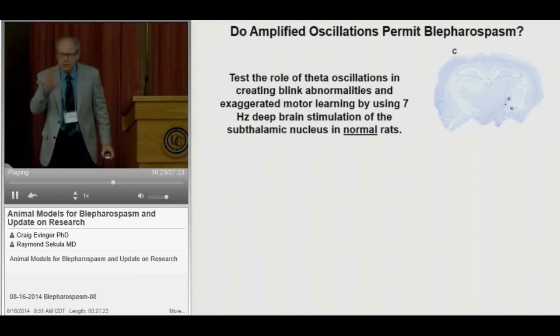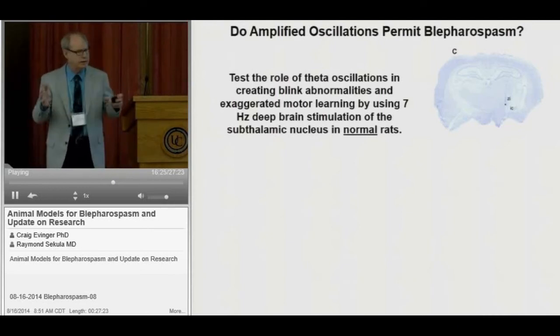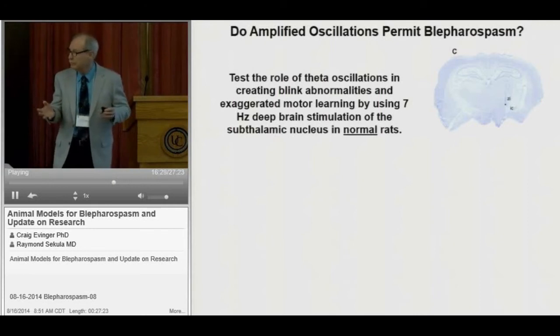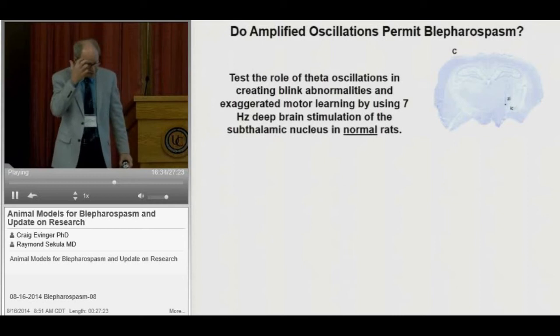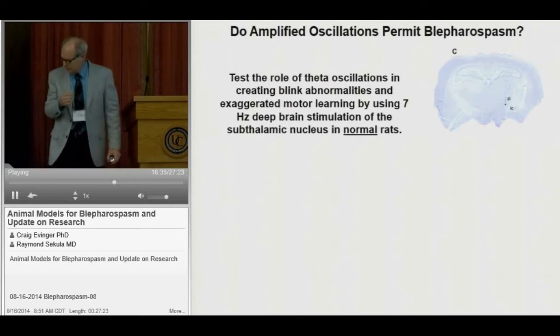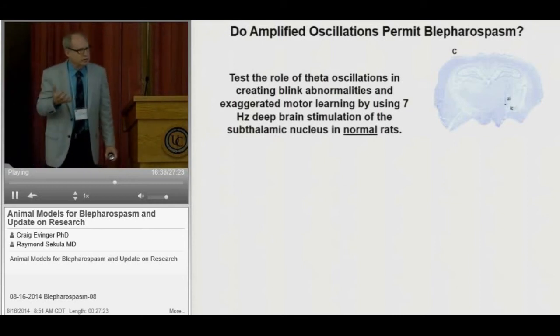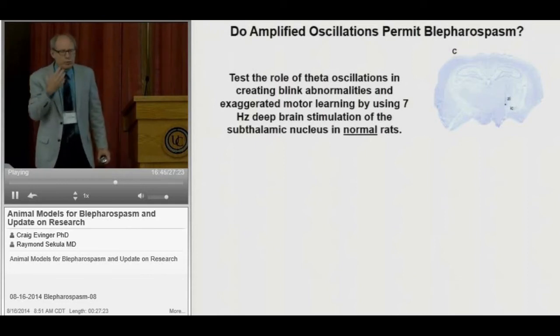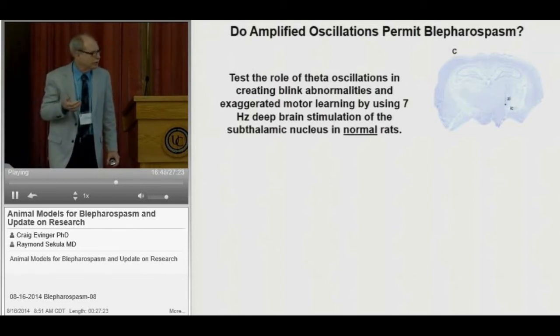And so this is where the animal models come in. All these data I was showing you about the oscillations have mostly come from recordings from people with these deep brain stimulating electrodes. And so you have to ask yourself, are these oscillations sufficient to exaggerate motor learning? Can you exaggerate motor learning with them? We played around with a lot of ways. How can you show this? How can you do this?